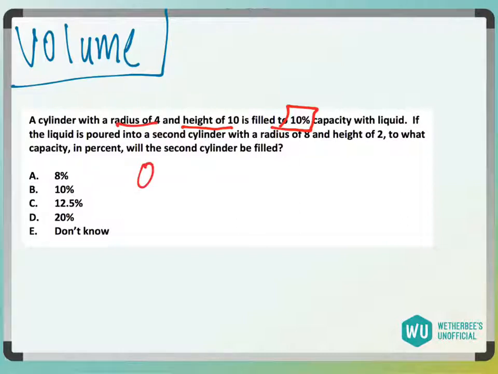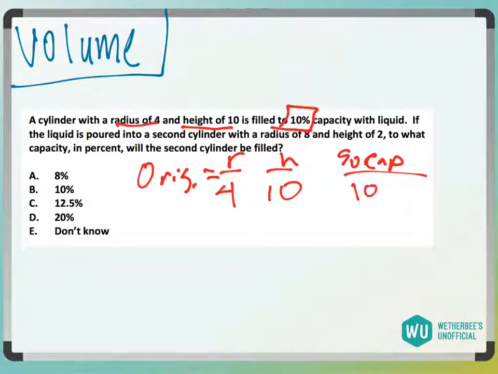So we have an original cylinder. Let's just call it original, we always want to write our work out. And it has, let's just say, radius and height, and let's call it percent capacity. So it has a radius of 4, it has a height of 10, and it's filled to 10% capacity.